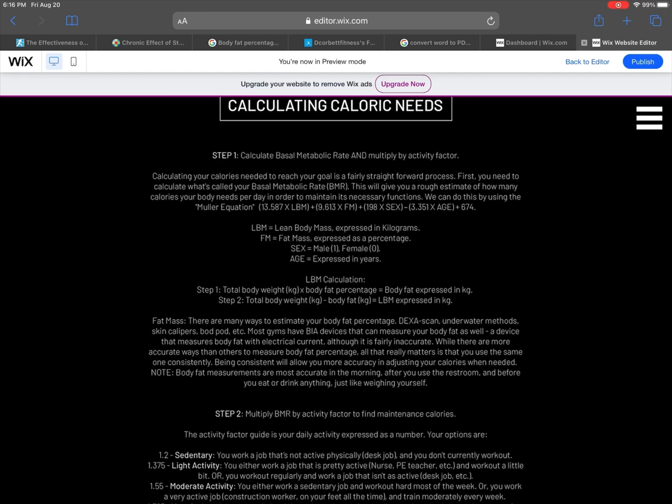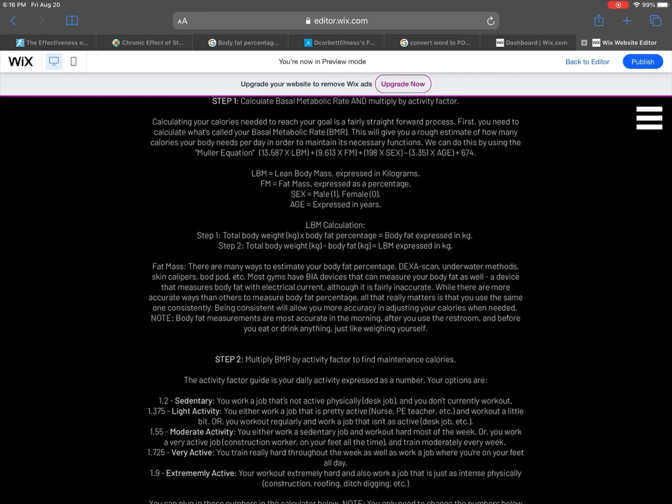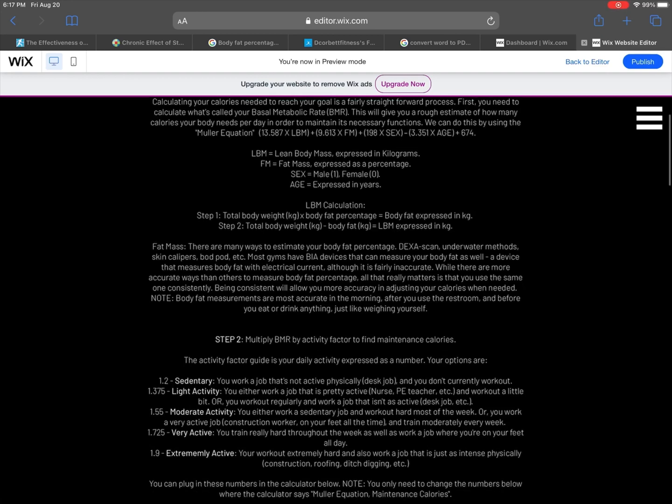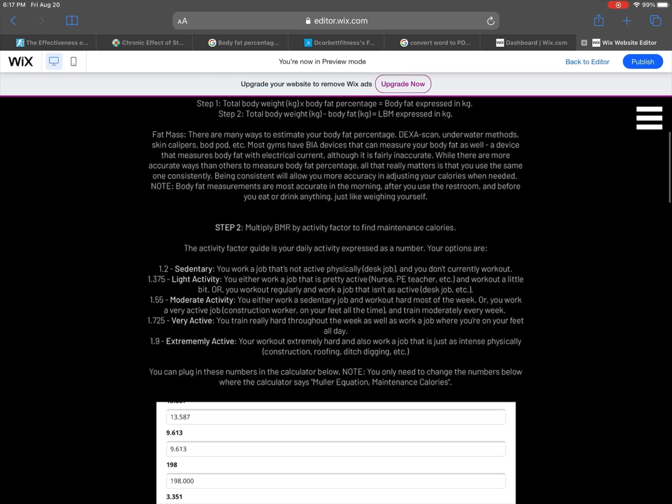To calculate your fat mass, there's a bunch of different ways you can do that. You can get a DEXA scan done. You can do underwater methods if available, skin calipers, which a lot of gyms do, or a Bod Pod on military bases. Most gyms have some kind of BIA device that can measure your body fat as well. It's a handheld device that uses an electrical current, although that generally is fairly inaccurate because it can change based on your water intake. On average, men are between 12 and 16% body fat, and women are generally between 18 and 24%. So you can guesstimate what you're at if you don't have the equipment needed to measure your body fat percentage, but I highly suggest getting that done somehow, some way, eventually.